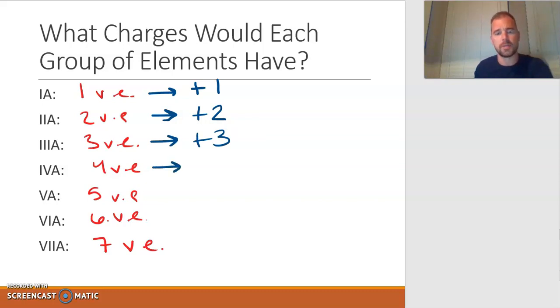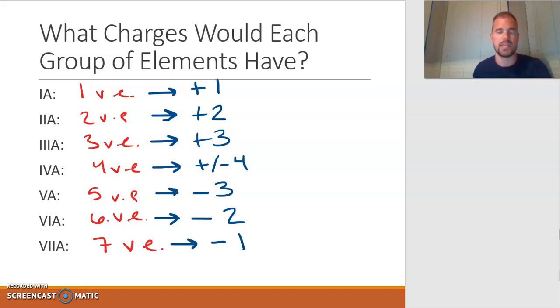Now group 4A elements, will they lose 4 electrons or gain 4 electrons? Both seem equally plausible, so this group actually is plus or minus 4. Now once you get down here, 5 electrons, it's easier for these elements to gain 3 electrons than to lose 5. So if group 5A elements gain 3 electrons, they're gaining 3 negative particles. They're going to be a negative 3 charge. These elements in group 6A, which have 6 valence electrons, are going to gain 2 electrons to make it negative 2. And finally, group 7A will gain 1, making it a negative 1.